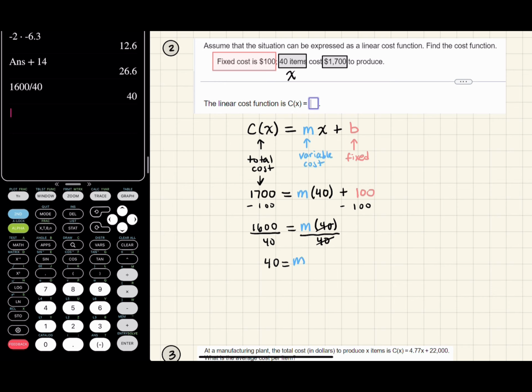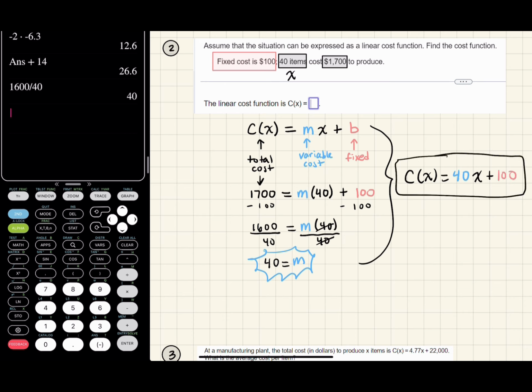So we've got our variable cost now, but that's not our final answer. We've got to rewrite this. They're looking for the linear cost function itself. So now that we have our variable cost, we can say C of x equals 40, that's our variable cost, x plus 100. And that's it for that one.